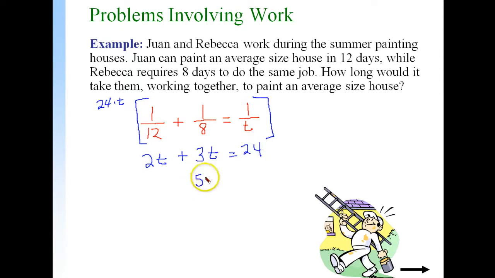So we add this up. Divide both sides by 5. And t equals 4 and 4/5. Actually these are days, because that was our unit up here. Usually it's hours, but right now it's days. Okay? So to paint the average size house together would take them just under 5 days.